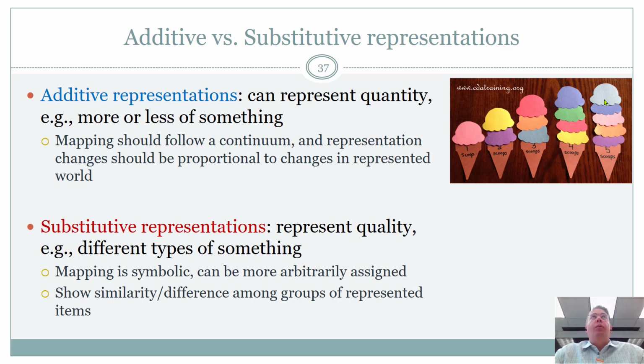Substitutive representations are appropriate when you have different qualities that don't suggest a moreness or lessness. A good example would be which houses in the state of Texas have which favorite football teams. So there isn't a moreness. As much as we'd like to say Texas A&M is better than other Texas football teams, they're qualitatively different. They're not quantitatively different. And so when we're talking about differences in quality, we want to use substitutive and not additive representations.